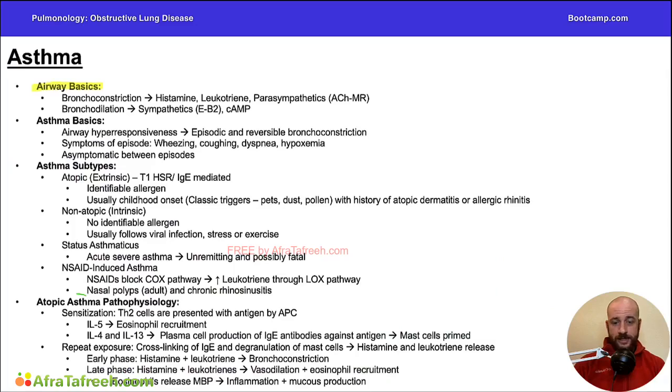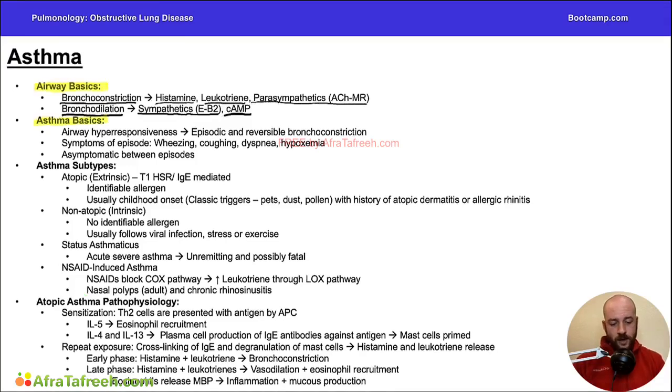And so if we take a look at the text here, the three main mediators of bronchoconstriction are histamine, leukotrienes, and parasympathetics in the form of acetylcholine binding to muscarinic receptors, and the two main mediators of bronchodilation are going to be sympathetics in the form of epinephrine binding to beta-2 adrenergic receptors, as well as cAMP within the cell. Now let's talk about some asthma basics.